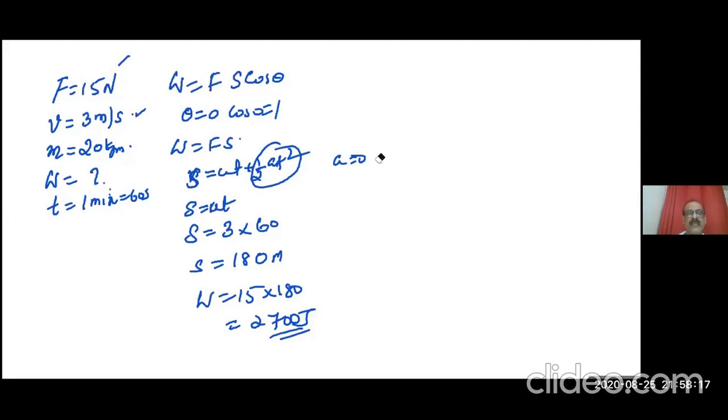Sir, you said it's a horizontal force. In the question it's given a horizontal force of 15 Newton. So theta will be 90, right? Horizontal force, theta is 0, right? A horizontal force and the object is traveling with constant velocity. Theta will be 0.